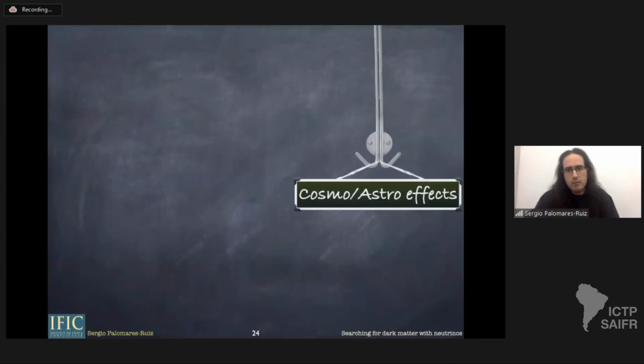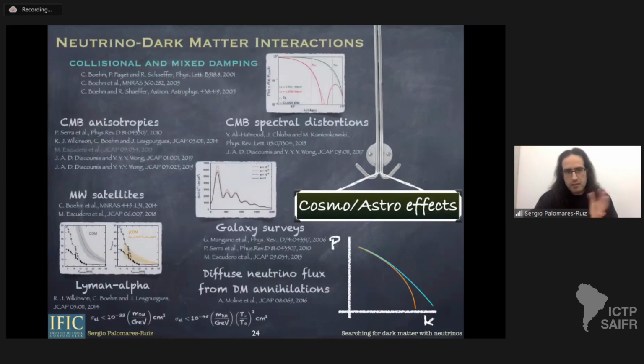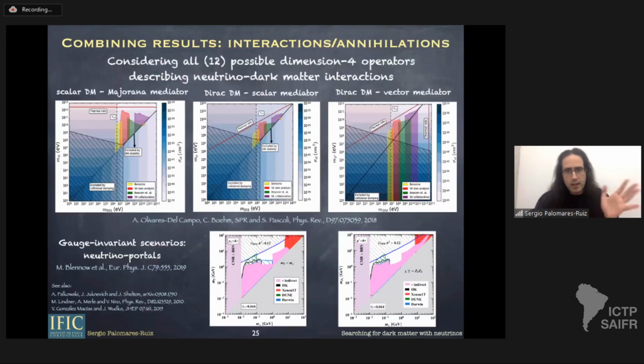And I also have cosmological and astrophysical effects like damping of the matter power spectrum, and that can be searched for with Milky Way satellite counting or the Lyman alpha forest. I will not get into details because I'm running out of time. One can put all this together, and this is what we did in this paper. And there was also a paper that I think has been mentioned by Miguel in the previous talk.